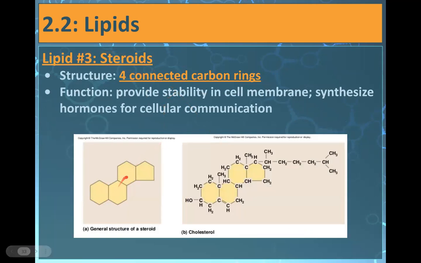Steroids are going to be these 4 ring structures that can have these other parts connected or bonded to them. And one of the most important functions of a steroid is going to be to provide structure within the cell membrane to prevent too much movement, but they're also used as hormones as well.